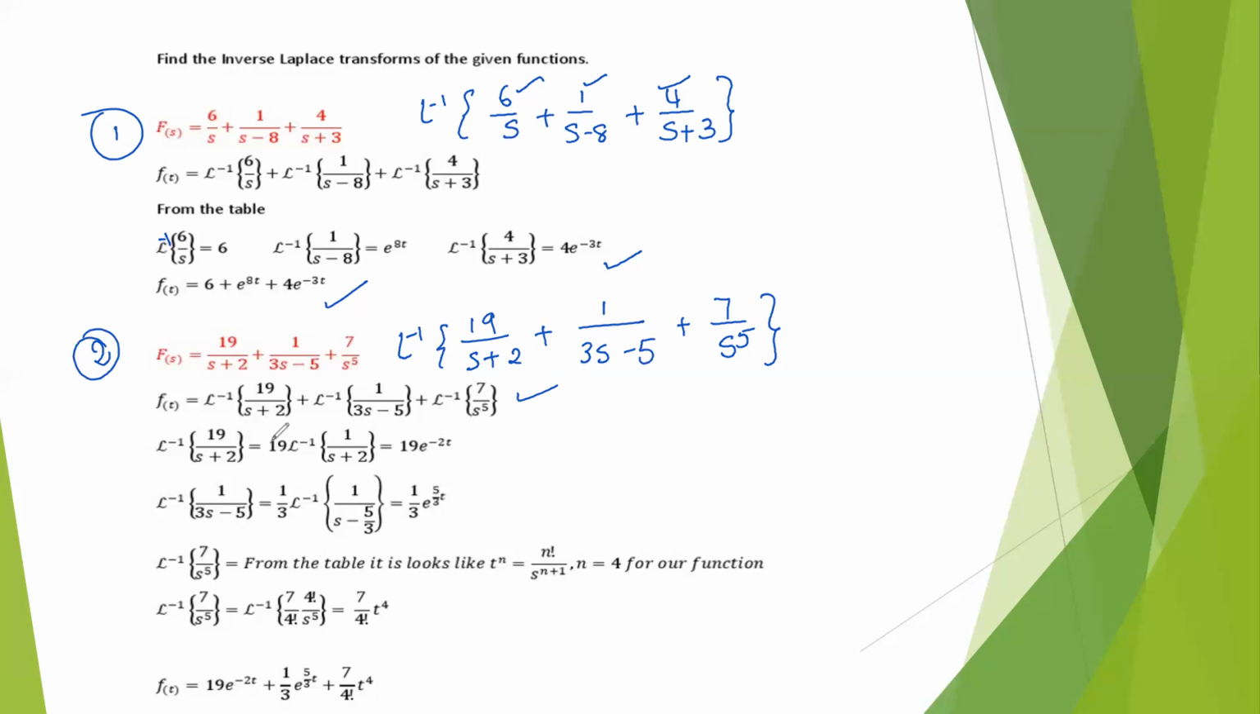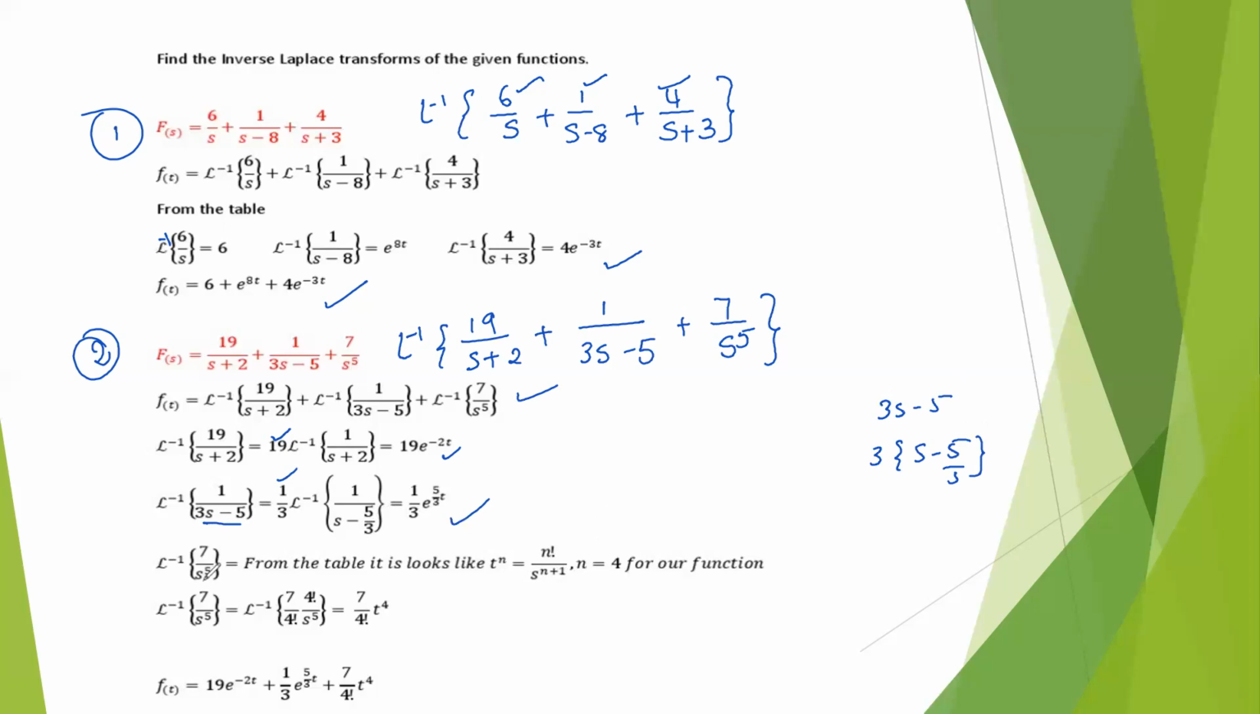So here the 19 can be kept outside. Inverse Laplace transform of 1 by s plus 2 is e power minus 2t. Okay, so similarly 1 by 3s minus 5. We actually don't have any formula for this 1 by 3s minus 5. So what we have to do, we need to take 3 common out of this 3s minus 5. If we take 3 common, s minus 5 by 3 will be there. That is the s minus a format. Okay. So this 1 by 3 is kept outside the inverse Laplace operator, and the function now remaining is 1 by s minus 5 by 3, which is nothing but e power 5 by 3 t.